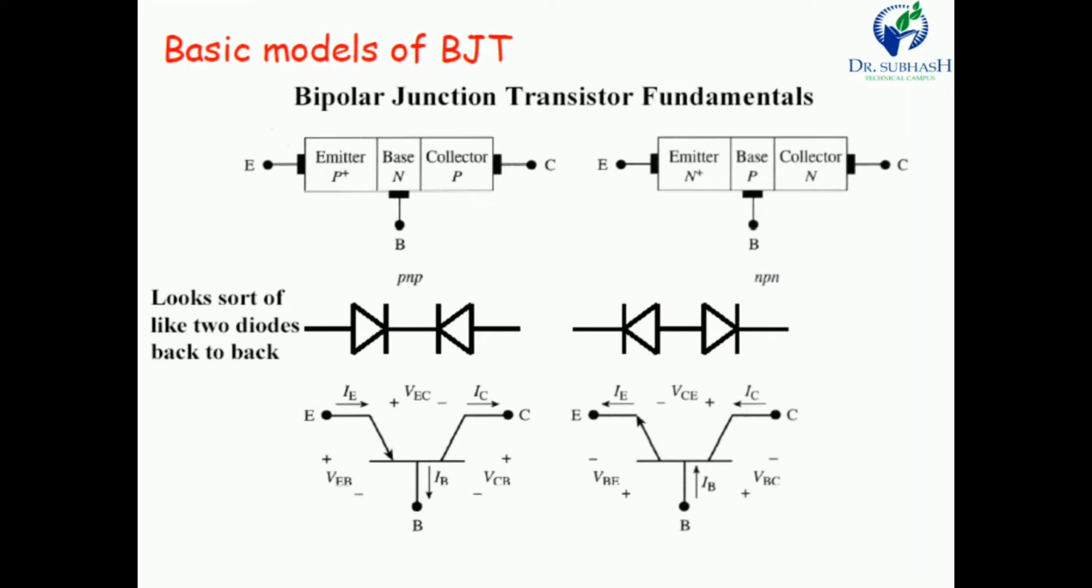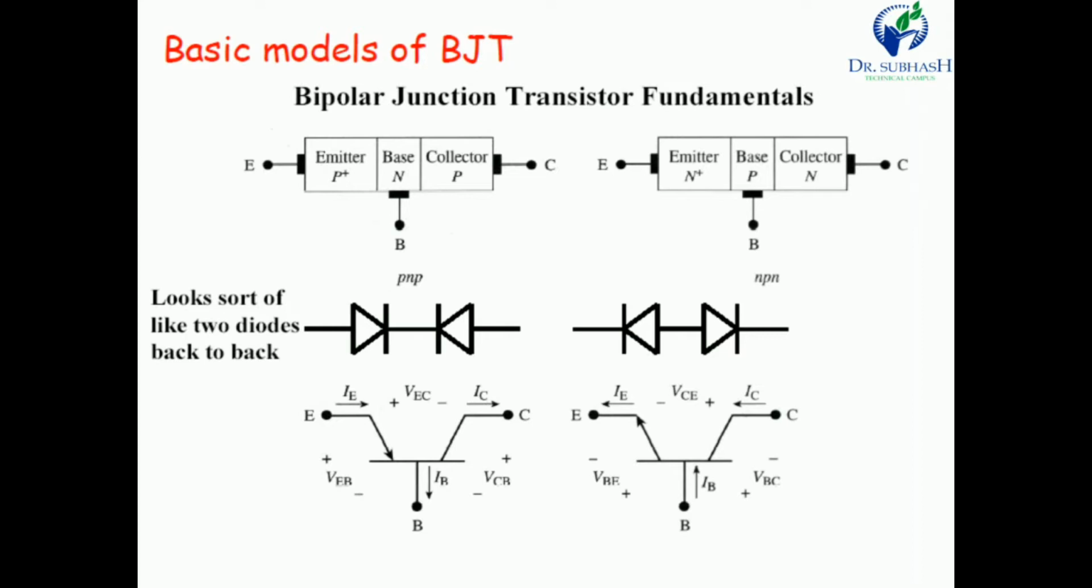Now, in a PNP transistor, three types of material are required to make this transistor: P type, N type and P type. We already know about P type and N type semiconductors. The majority and minority charge carriers are different according to the semiconductor material.